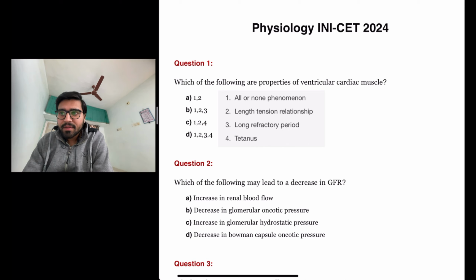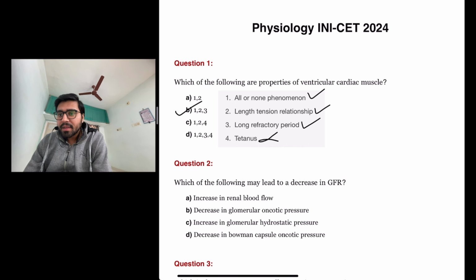So the first question is, which of the following are properties of ventricular cardiac muscle? There are four properties given. The first one is all or none phenomenon. Yes, it is true. The next property is length tension relationship. Yes, it is a property of ventricular cardiac muscle. Long refractory period. Yes, it is a property of ventricular cardiac muscle. Tetanus. No. Cardiac muscle cannot be tetanized due to very long refractory period. So tetanus is not a property of ventricular cardiac muscle. So the answer here is option B, 1, 2 and 3.